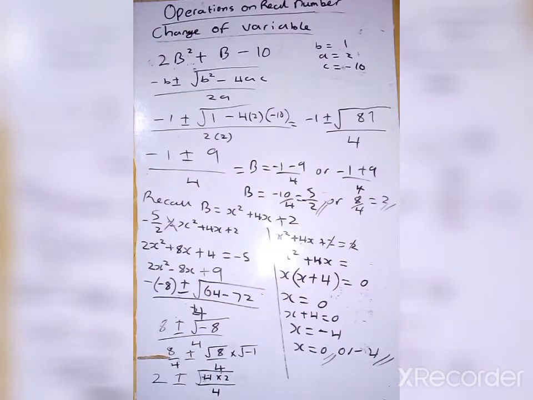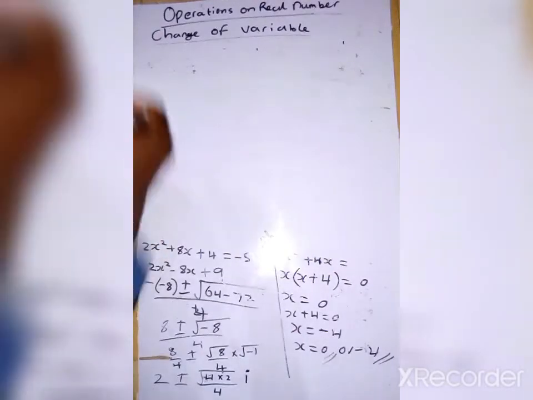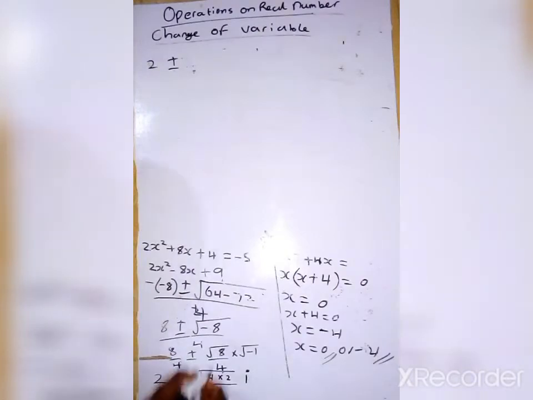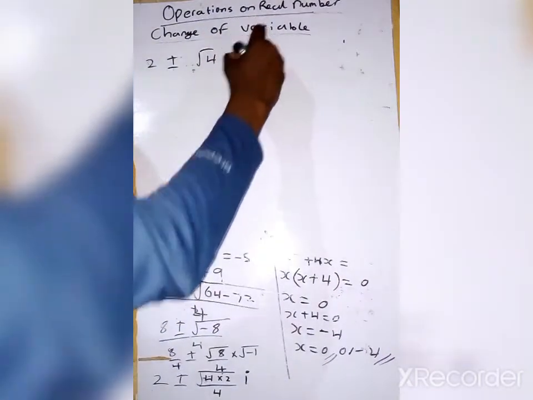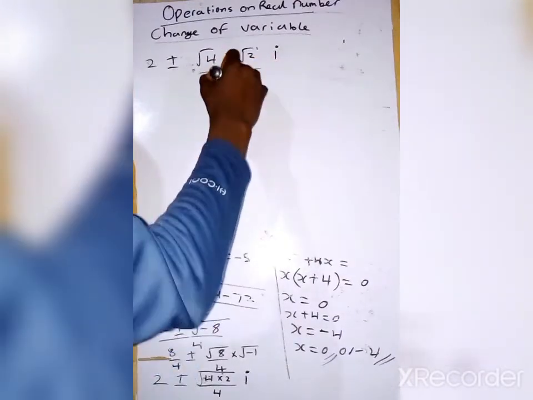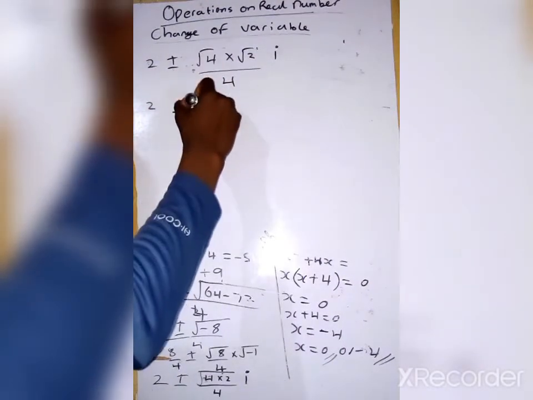Over 4. And we have our square root of minus 1 is i, like this. So we can solve further. Now we have this, so I can bring it here as 2 plus or minus. This can be written as the square root of 4 multiplied by the square root of 2. They both have the i over this 4. So we have 2 plus or minus the square root of 4, which is 2.